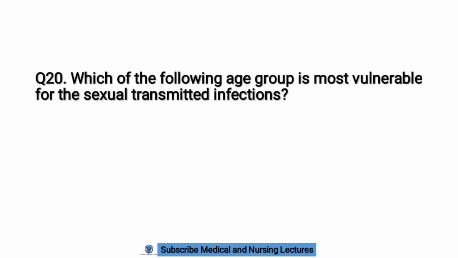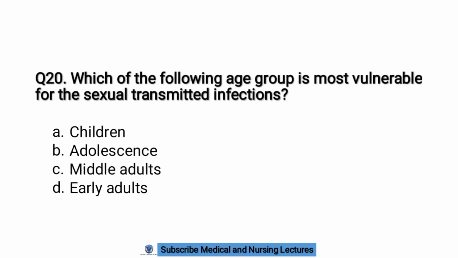Question number 20. Which age group is most vulnerable to sexually transmitted infections? Children, adolescents, mid-adults, early adults, older adults. Here the correct option is option B, adolescents, because they are sexually very active. So that is why there is a chance of getting sexually transmitted infections in this age group.